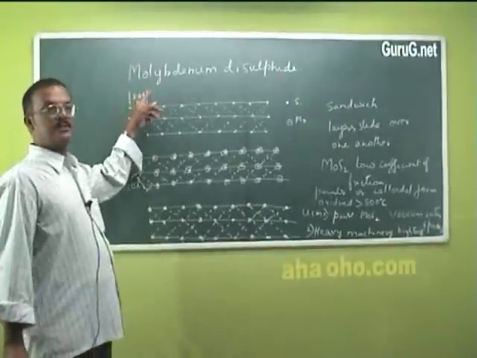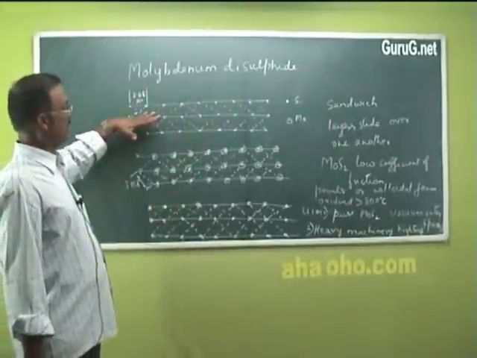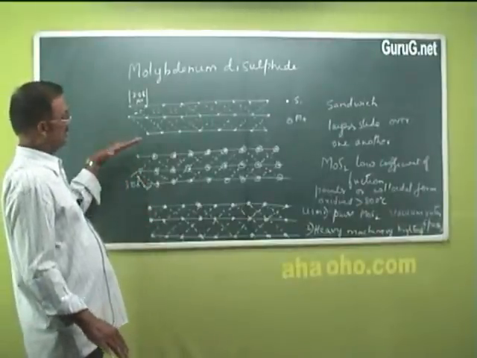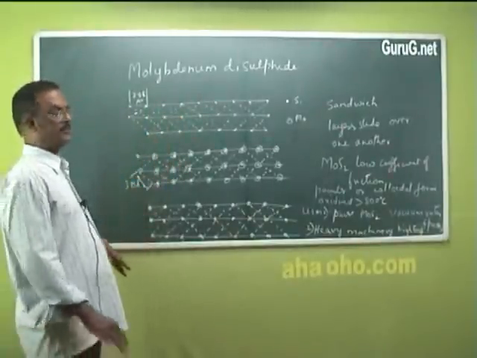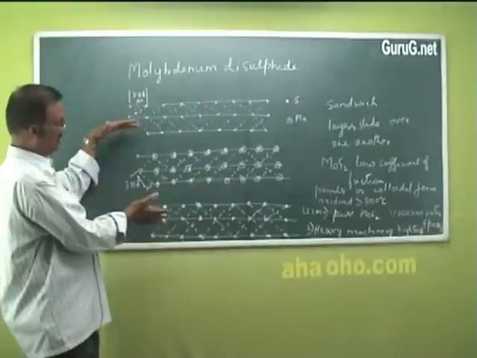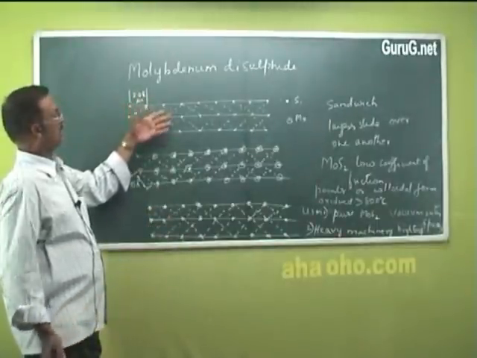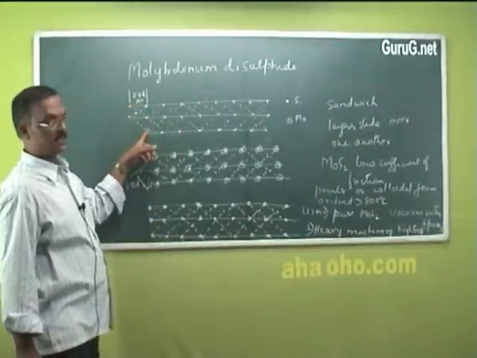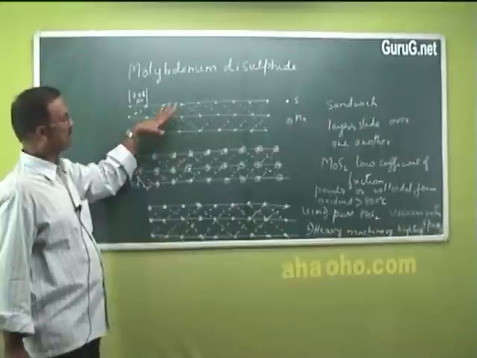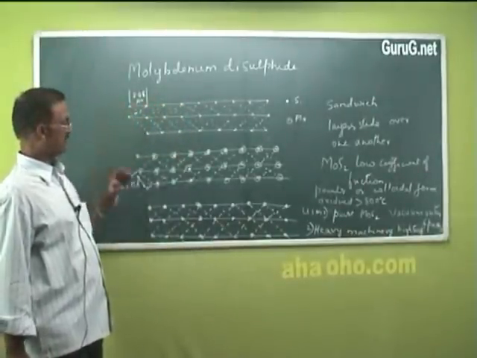The second important solid lubricant is molybdenum disulfide. Actually, this has a sandwich structure. Sandwich structure means you have different layers, where one layer is sandwiched between two other layers of a different atom. For example, this is a structure containing only sulfur atoms. So this forms a layer. All the sulfur atoms are linked together by strong covalent force of attraction.